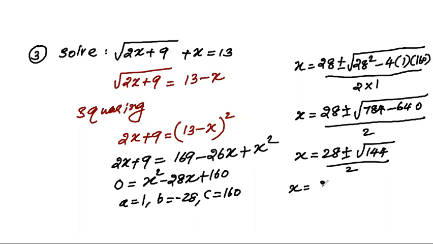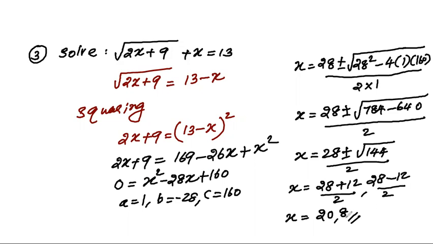So x is equal to 28 plus 12 by 2, 28 minus 12 by 2. So 28 plus 12 is 40 divided by 2 is 20. 28 minus 12, 16 divided by 2 is equal to 8. So the solution of the given equation, actually it is not in the form of a quadratic equation, but we can convert that one into a quadratic equation. We convert it and we solve it. We are getting the answer as x is equal to 20 and 8.